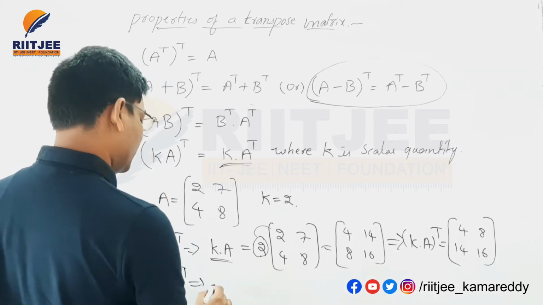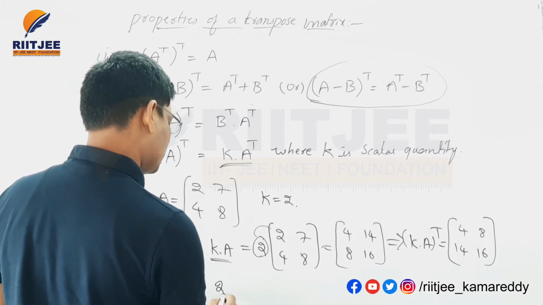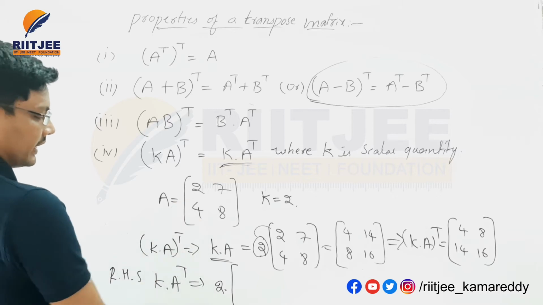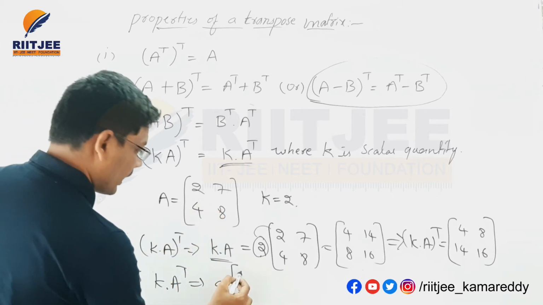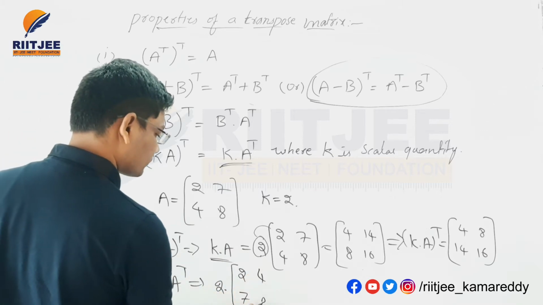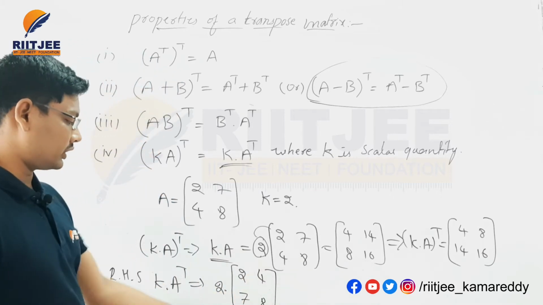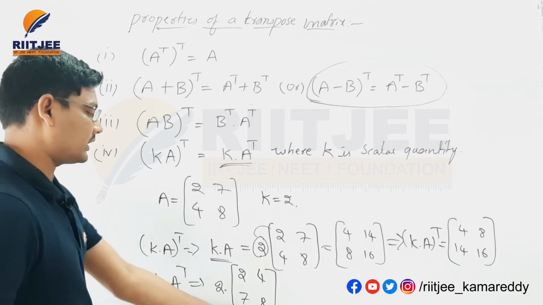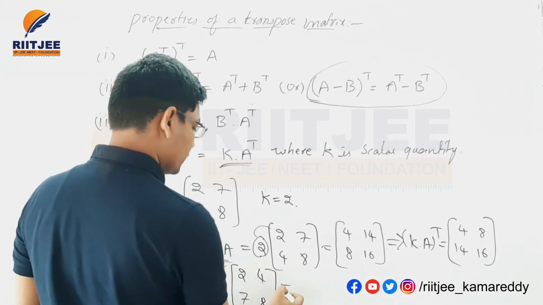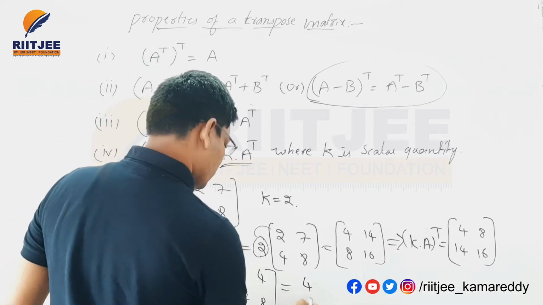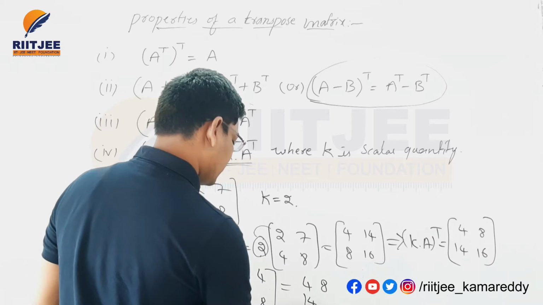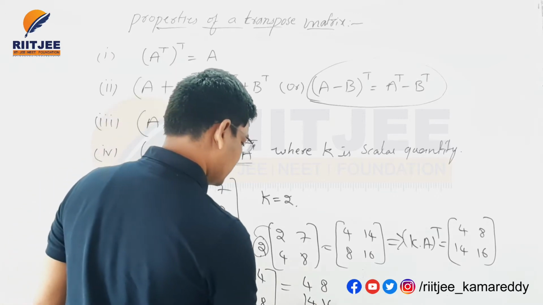First of all, k is 2 here, and I am writing A transpose directly here. This is A. I am changing rows into columns: 2, 7 and 4, 8. This is k and this is A transpose. The scalar multiplication concept we need to apply here. So 2 into 2 is 4, 2 into 4 is 8, 2 into 7 is 14, and 2 into 8 is 16.